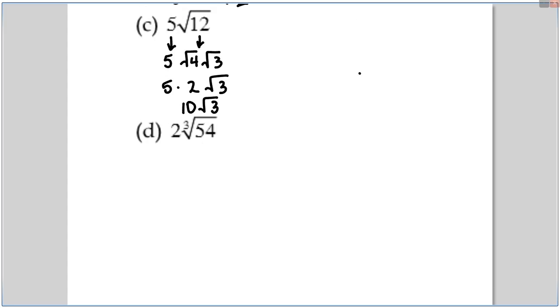Uh-oh, next one is a different list. So we're not using the squares anymore. Now we're going to use the cubes. So here's the first few cubes. You think 8 works? Try 8. Does 54 divide by 8? No. Does 27? 54 divided by 27, what do you get? 2. So 27 and 2. Those are cube roots this time, not square roots.